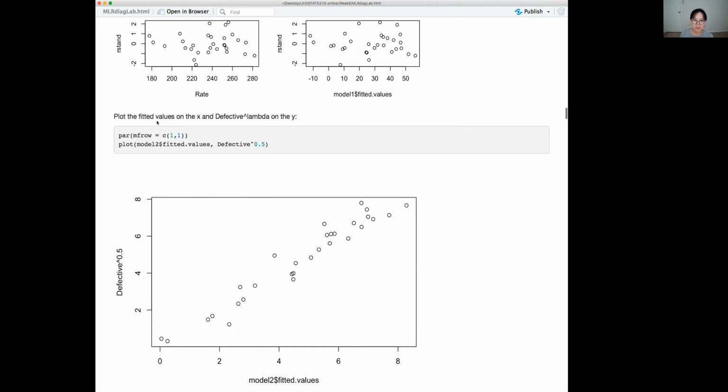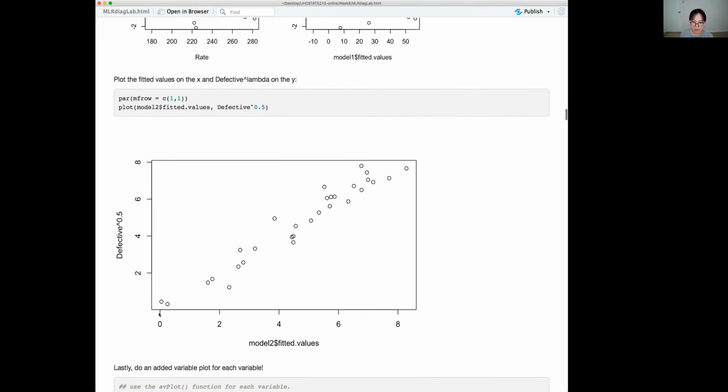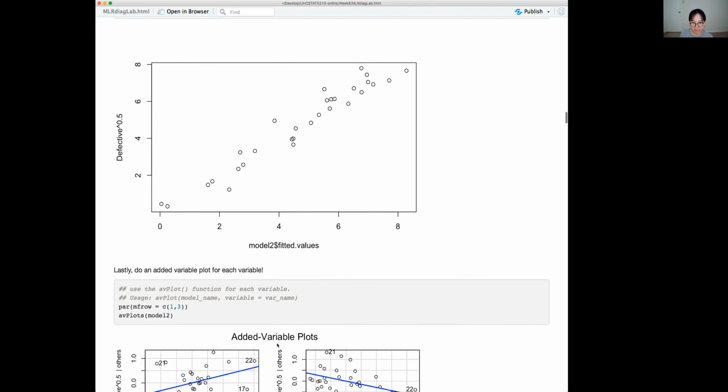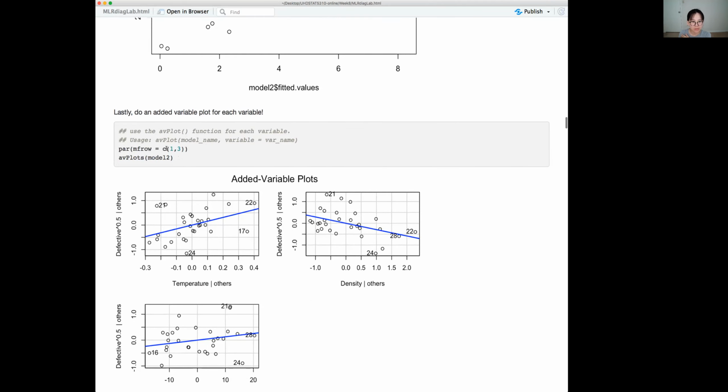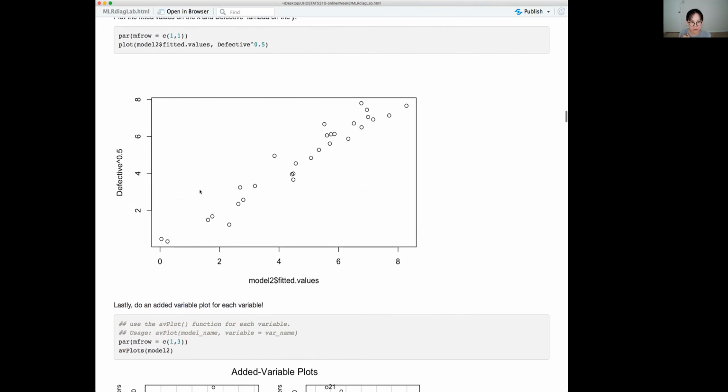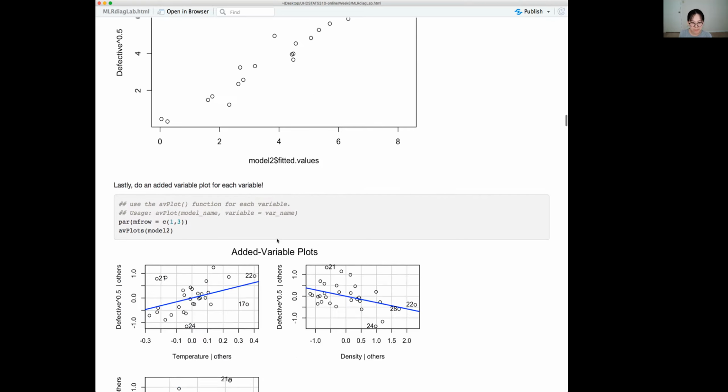And now let's plot again the new y, square root of y, versus the y hat. Now it looks like a really clearly linear relationship between square root of y and y hat. And again, this is the added variable plot for the second model. Yeah, we will check that after we check this new y versus y hat.